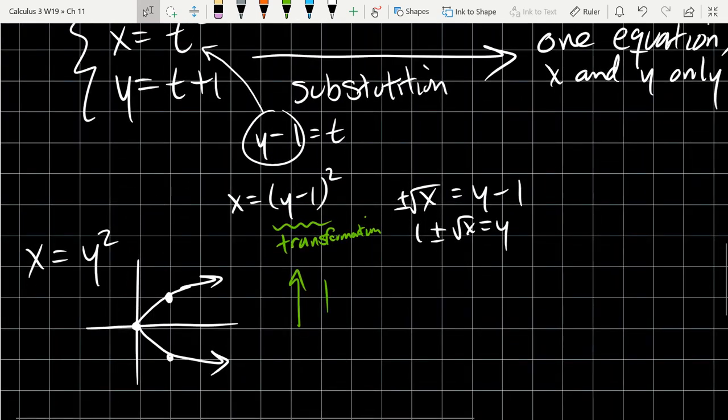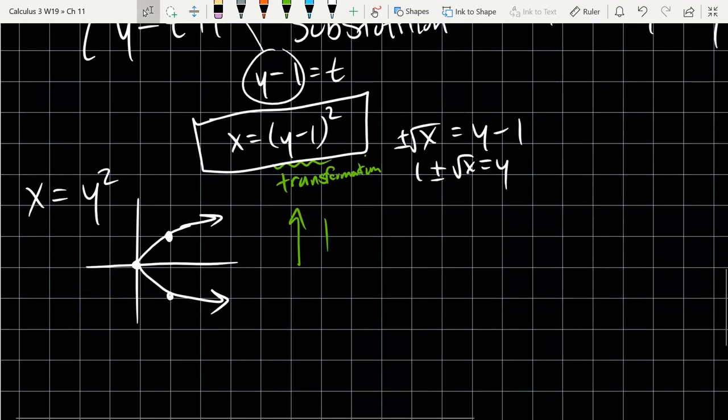So I should probably put a box around our, let's see, final version. So there's our rectangular equation. So we're going to do another example.